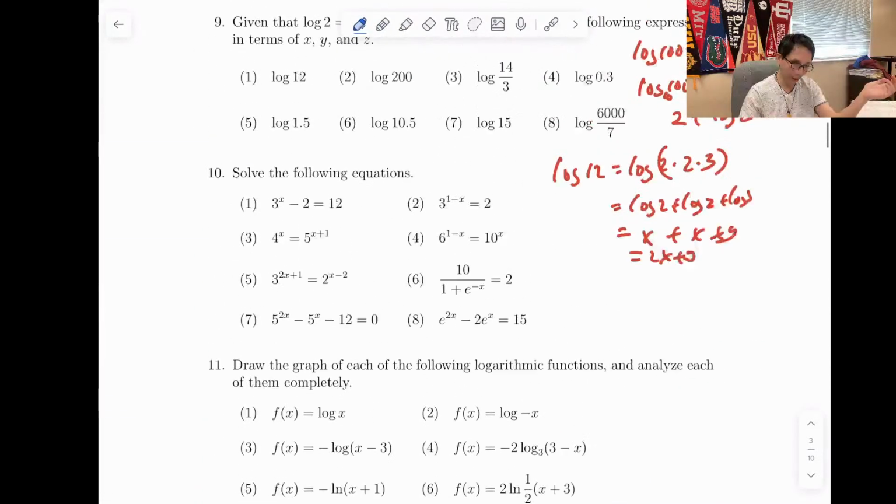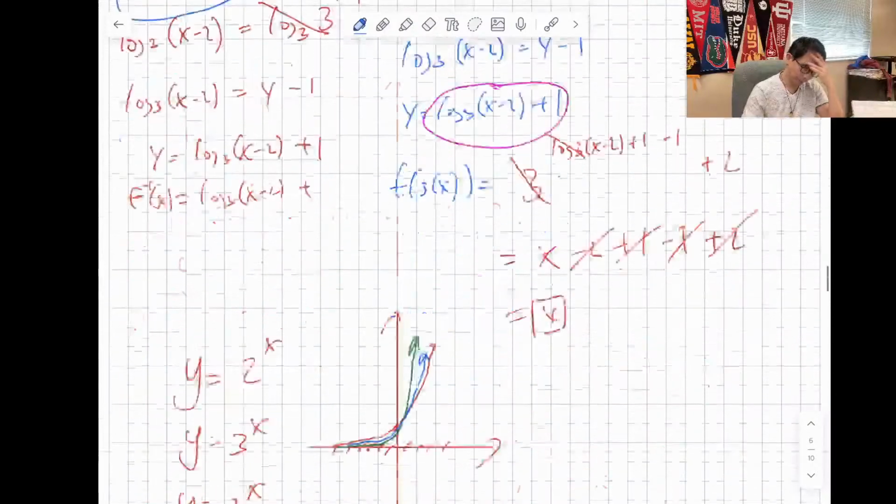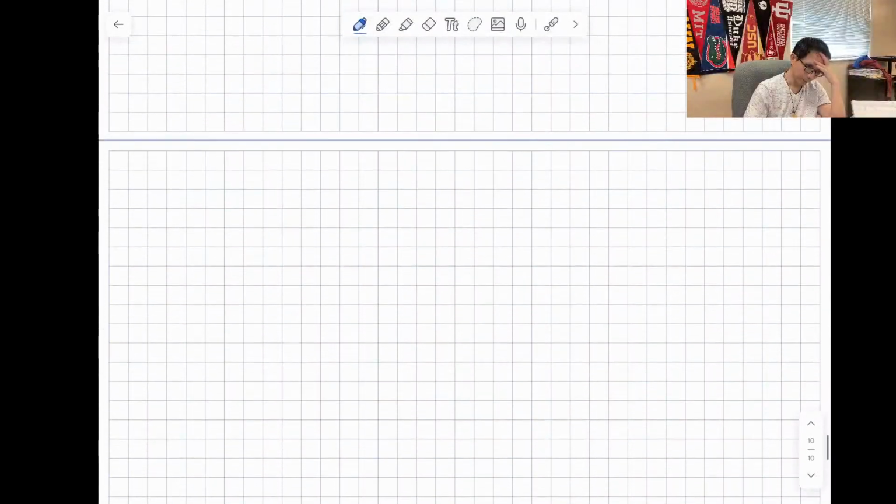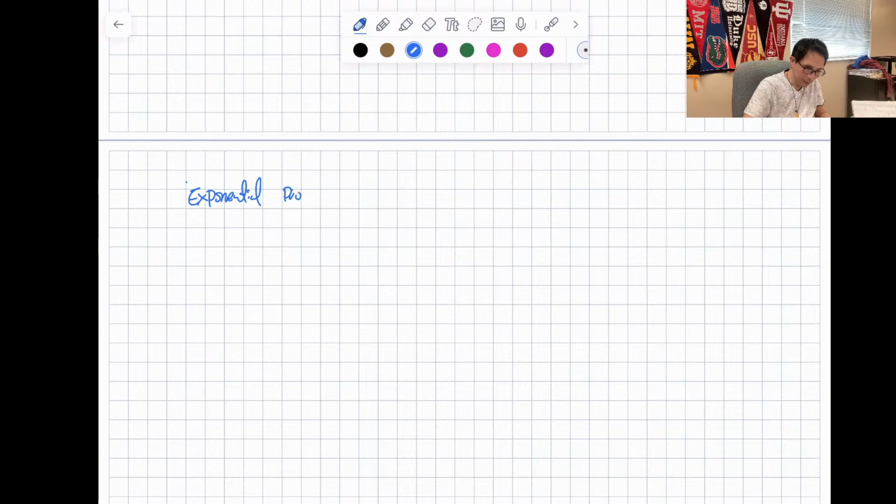No? Okay, let's talk about properties. Now we're going to discover properties. So I'm going to rephrase again the exponent rule property.